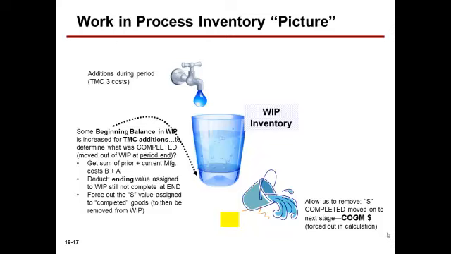Rather than a T account, for those who might want a picture, the work in process inventory is added to by current production as it starts, all TMC costs during the current period. That increases the beginning balance as the glass fills up. How do we calculate the value of the amount completed, or COGM, which is the unknown? We deduct the value of the ending work in process inventory that still remains. The COGM value is forced out, the completed inventory that moves on to the next stage.